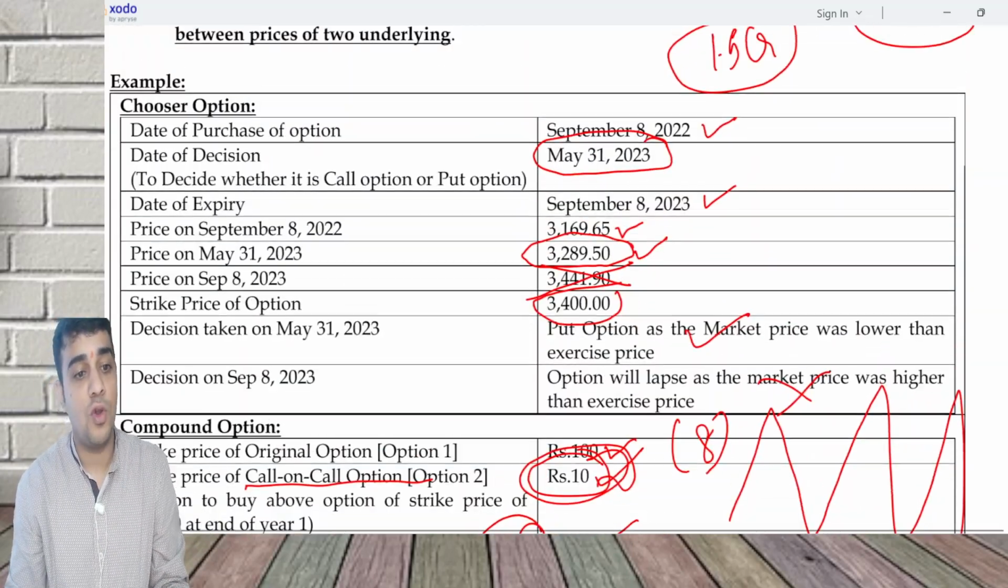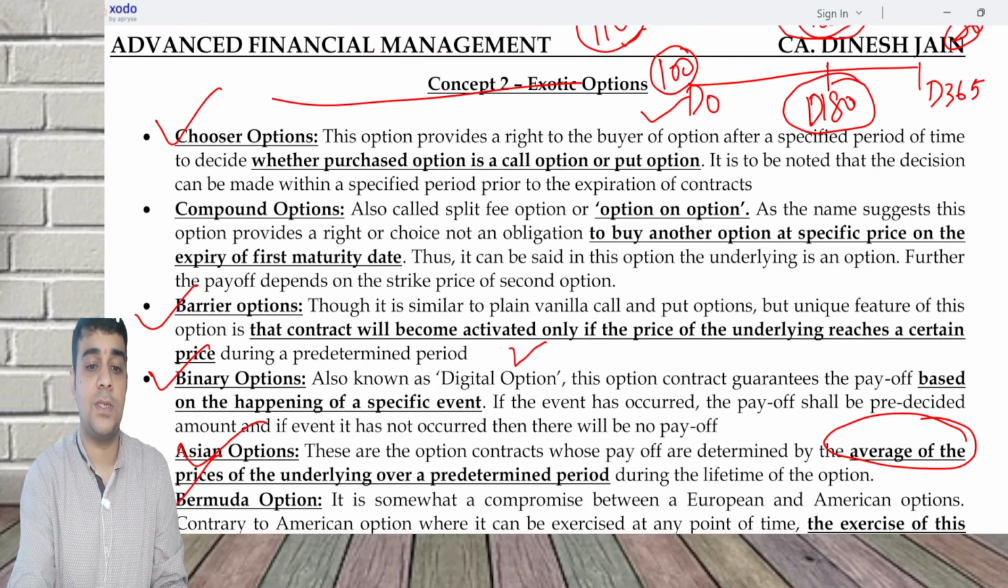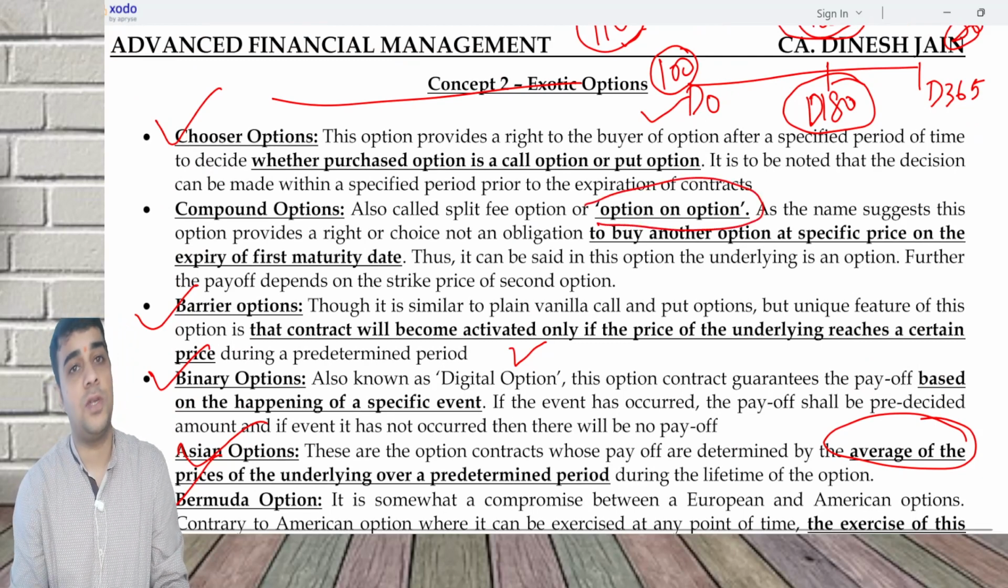You have to see. So compound option gives you that extra flexibility. Option on option. Buy another option at specific price on the expiry of first maturity date. Depends on the terms of the agreement. All these are over the counter products. I'll just quickly summarize it.